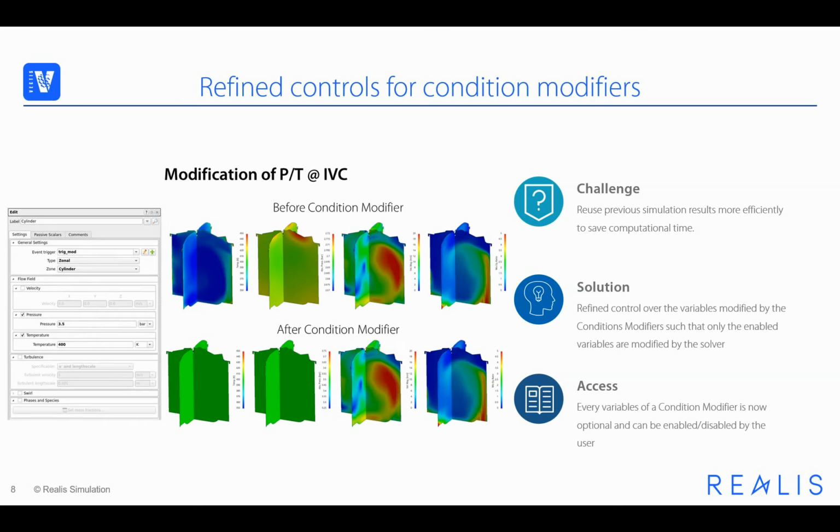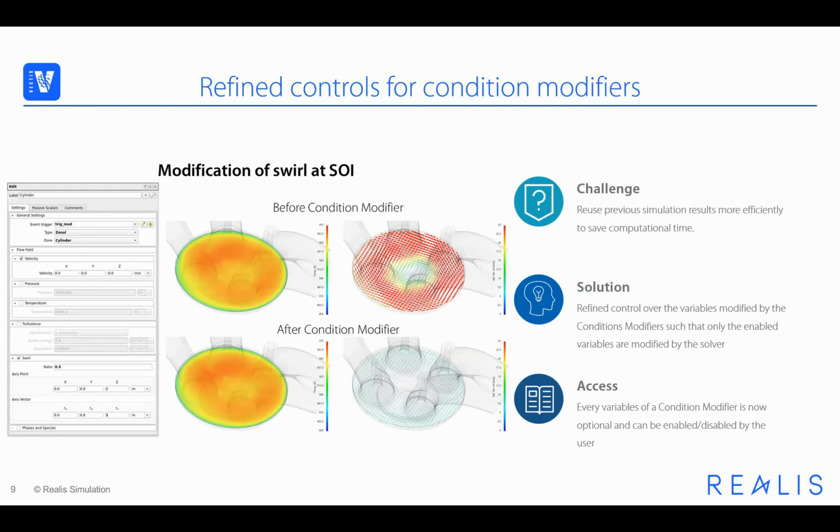The first application here presents a gasoline engine with a restart at intake valve closing, where the pressure and temperature are modified, and therefore the trapped mass, while the mixing and velocity field are left unchanged. The second example shows a diesel engine where the swirl is modified at the start of injection, for example for the analysis of the combustion sensitivity to the swirl number.